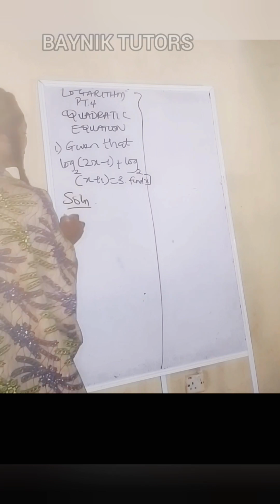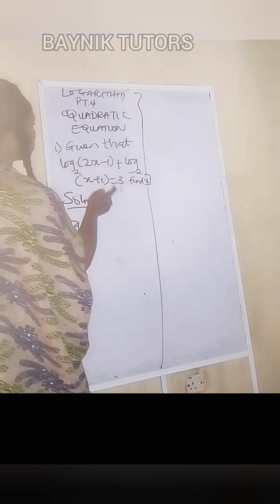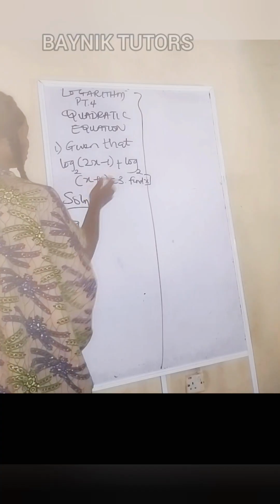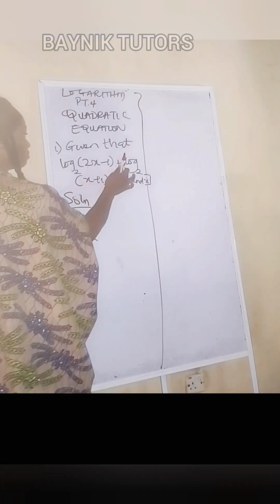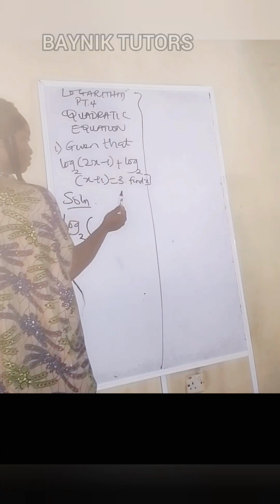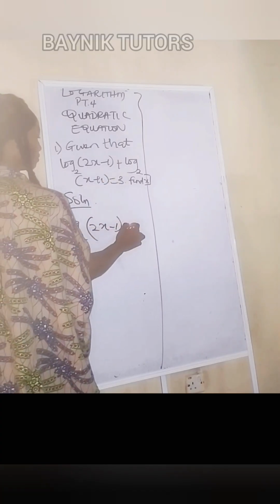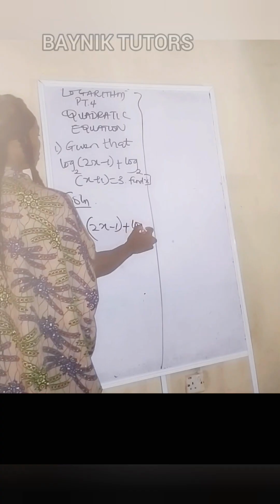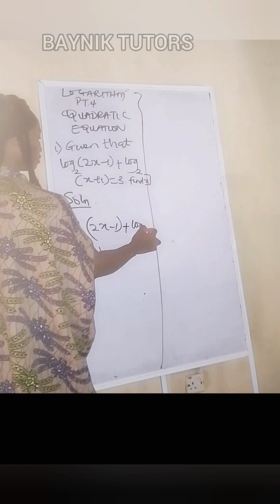So now this is log of 2x minus 1 and log of x plus 1. You understand? So now we're going to multiply the two. So 2x minus 1, addition is multiplication. Do you understand? Okay, before then, log of 2x minus 1 plus log of x plus 1 base 2 equals 3.